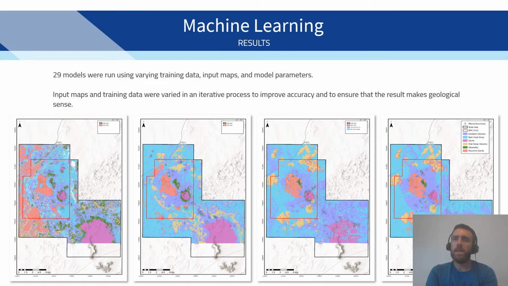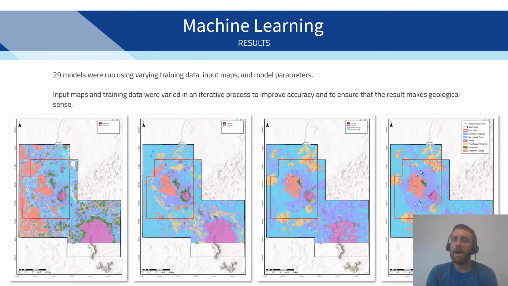So we ran 29 different models, varying, as I said, the training data, the input maps, and the modeling parameters. And here's just an example of 4 maps, starting from the left with the first iteration, going to the right with the final map. So these are all random forest maps. You can see on the left that first map is very noisy. It doesn't really look like geology. It kind of looks like a messy version of the geophysics.